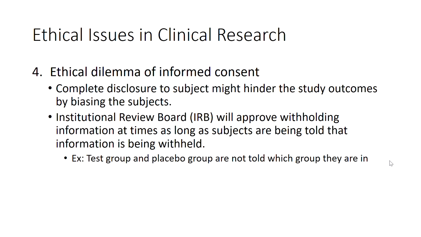And then with the ethical dilemma of informed consent, if you tell them everything, that might actually mess up your study by biasing the subject. So the IRB, or Institutional Review Board, will approve withholding information at times, as long as the subjects are being told that information is being withheld. Those would be things like randomized control trials where you're blinding the groups, where you would basically say, hey, we're not telling you what group you're in. So you are withholding information, but that's to make sure there's no bias in the study, because that would mess up your study.